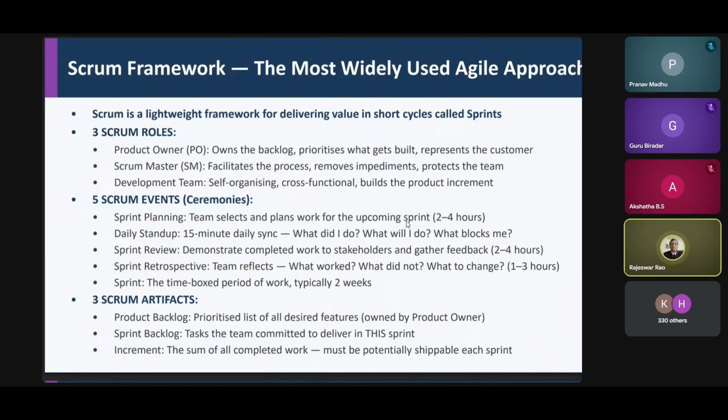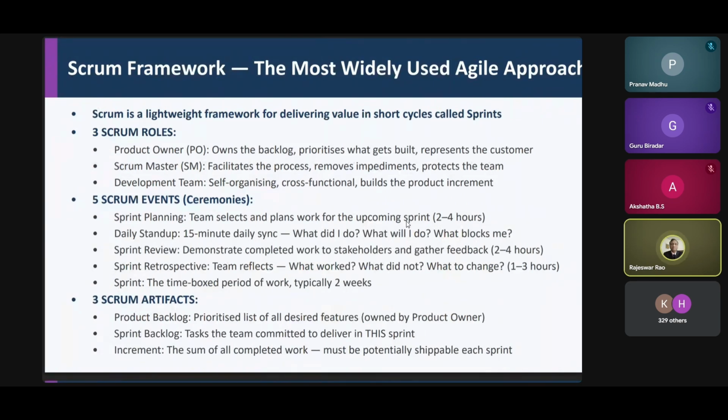So the sprint retrospective is a very self-learning mechanism where every team member reflects individually as well as a team and looks at all the shortcomings and fills those gaps.